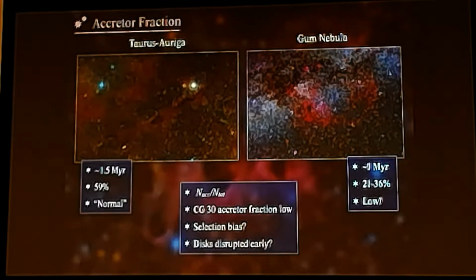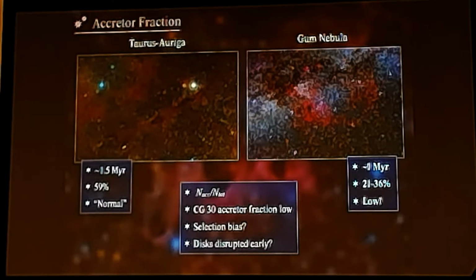Could this be an effect of the high radiation environment? Maybe. It could also be an effect of selection bias. Maybe. And now I'll explain that. So I mentioned that those 10 stars that we observed with Keck, those were selected because of broad H-alpha.